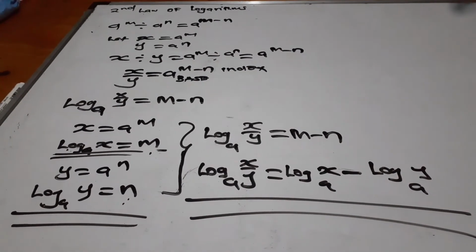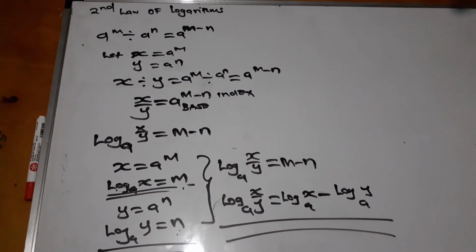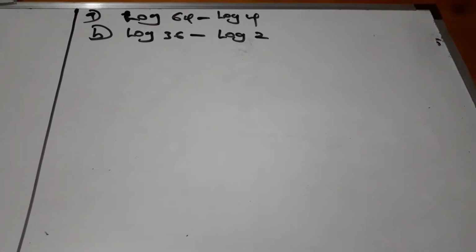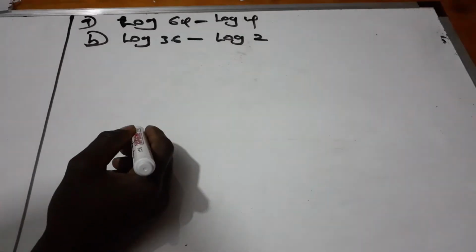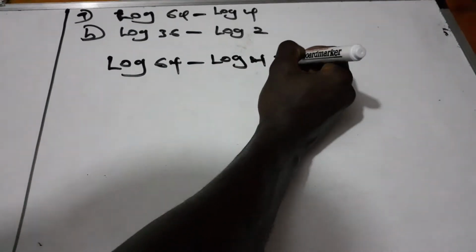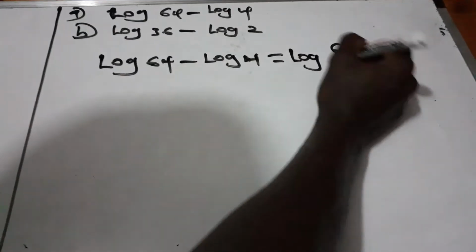So we're going to give our first example. We're going to use two examples. The examples are log 64 minus log 4 and log 36 minus log 2. We're going to start with our first. We said when you subtract, it is the same as dividing, so log 64 minus log 4 will give us log of 64 over 4.